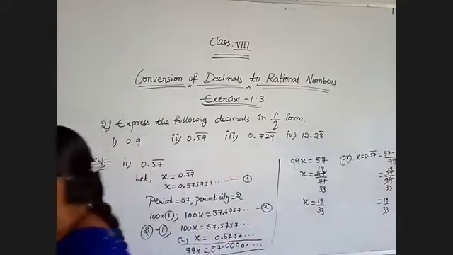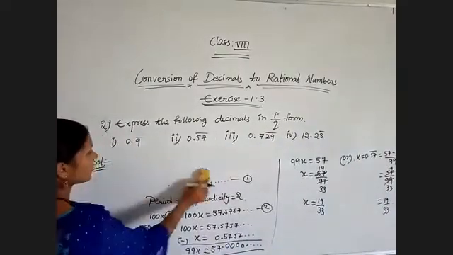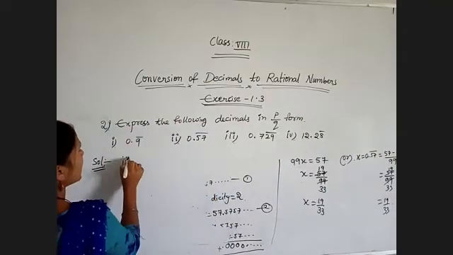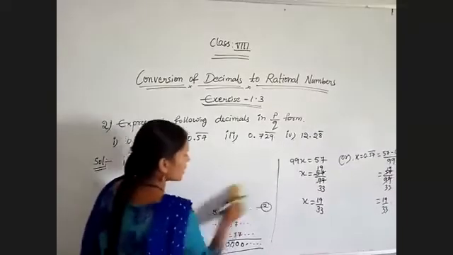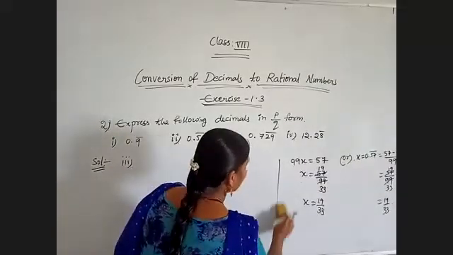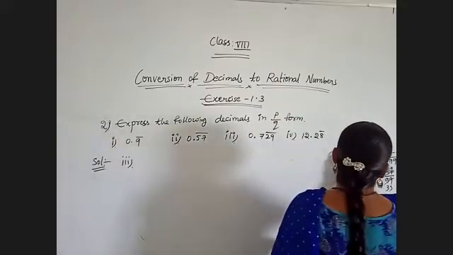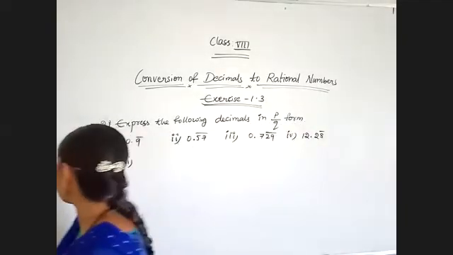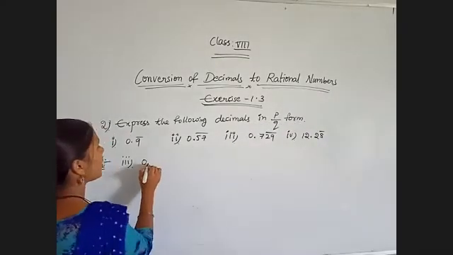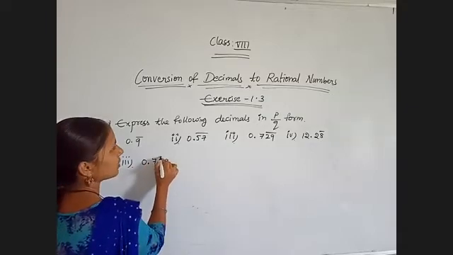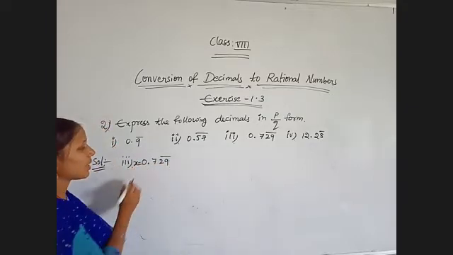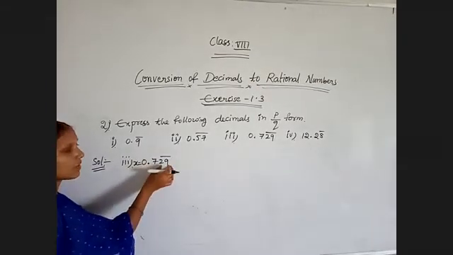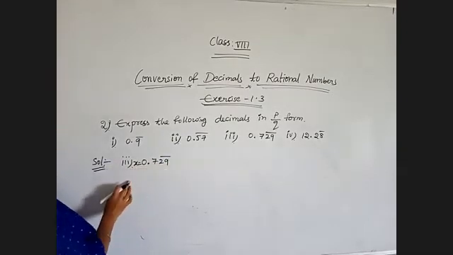Now coming to the third example. Take some of the questions yourself and practice these problems: how to convert recurring decimals and terminating decimals to the rational form. Third question, 0.729 bar. For 29 only we have the bar. That means 7 does not have the bar. Only some of the digits are repeating. That's why it is a mixed recurring decimal.